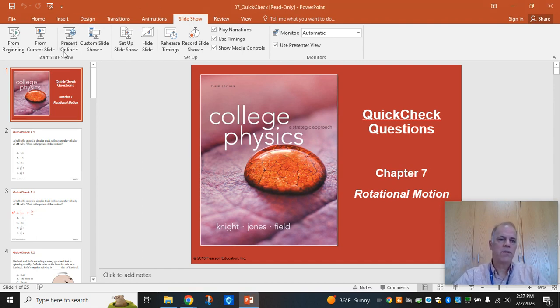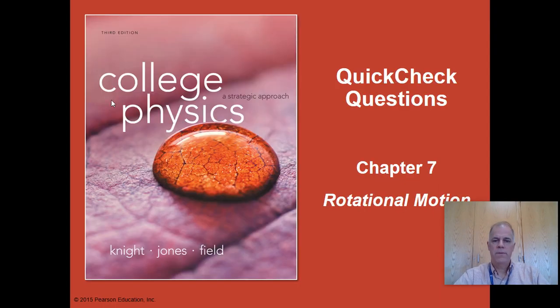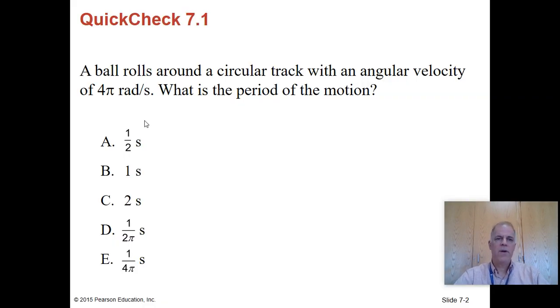First one. Okay, ball rolls around a circular track with an angular velocity of 4 pi radians per second. They want to know the period of the motion. Remember, the period is the time that it takes to go around one full time. Okay?